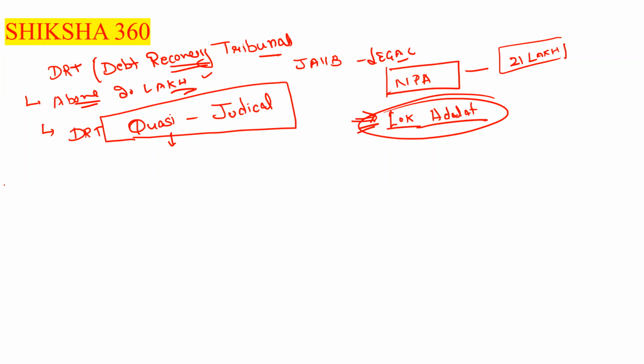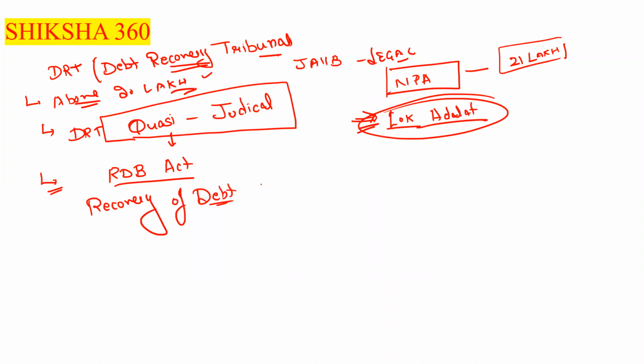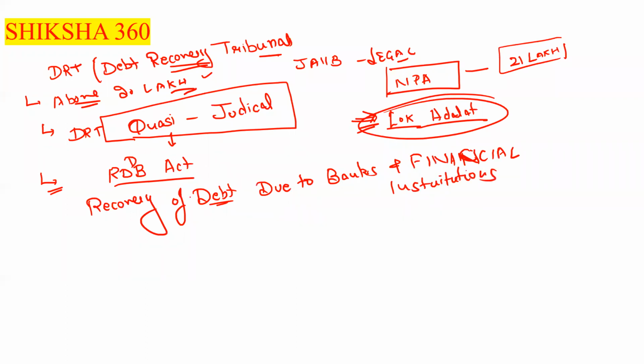And further one thing regarding the DRT. It is established under which act? Clear. Basically it is the RDB Act. RDB stands for the Recovery of Debt Due to Banks and Financial Institutions. Clear. RDDB Act, Recovery of Debts Due to Banks and Financial Institutions. This act was formed in the year 1993.